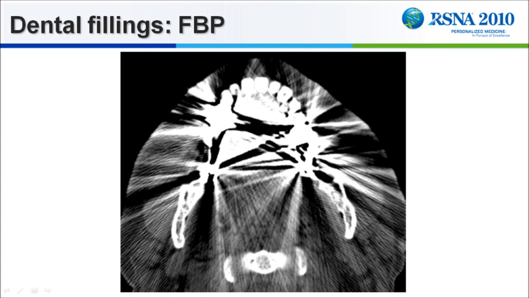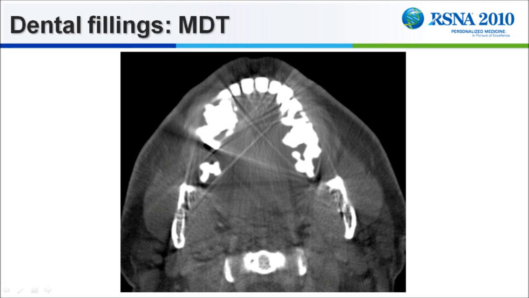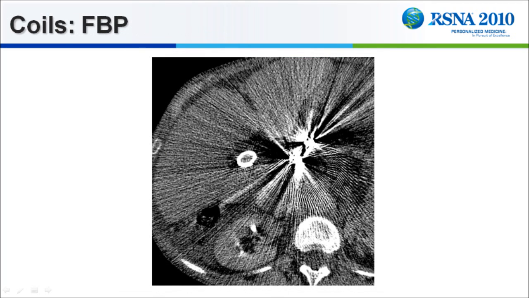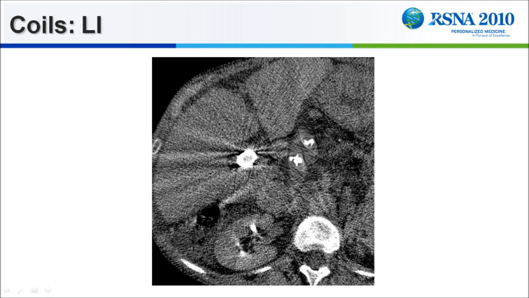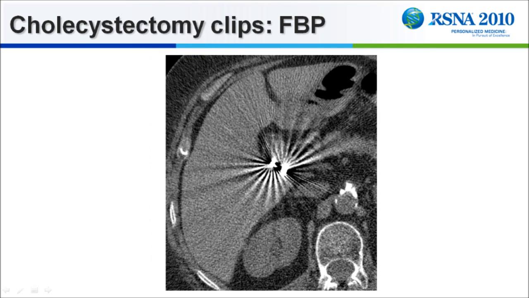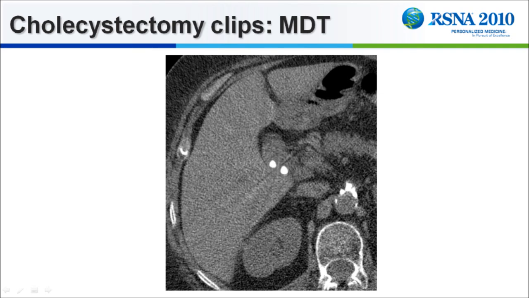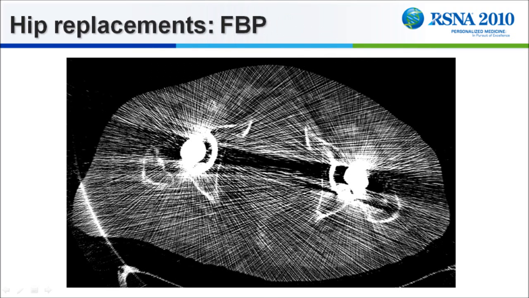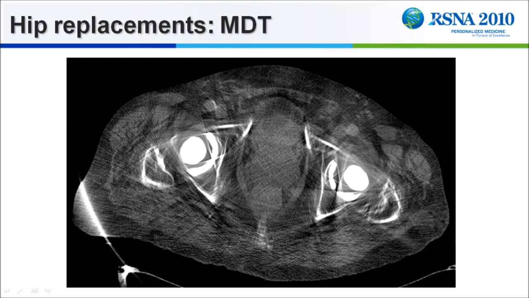These are dental fillings reconstructed with FBP, LI, and MDT. These are more embolization coils reconstructed with FBP, LI, and MDT. These are cholecystectomy clips reconstructed with FBP, LI, and MDT. And finally, these are bilateral hip replacements reconstructed with FBP, LI, and MDT.